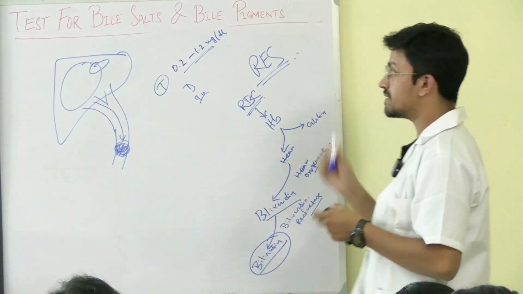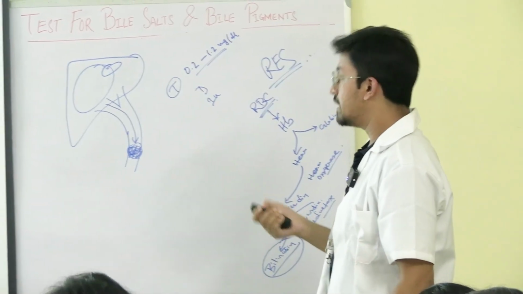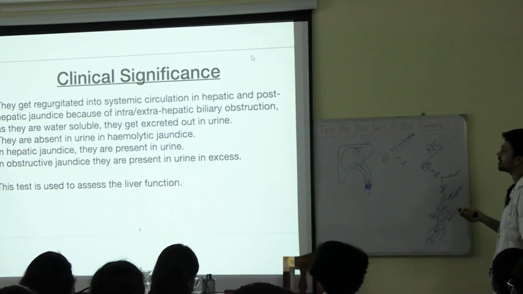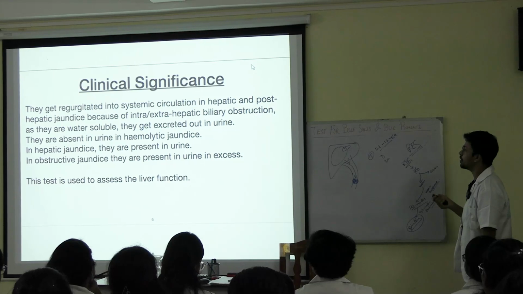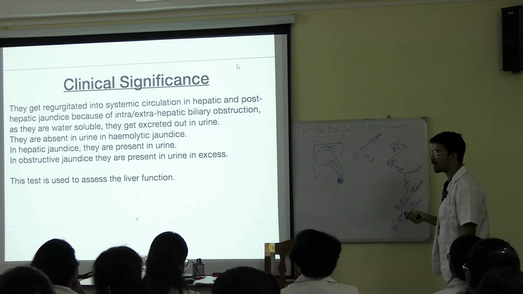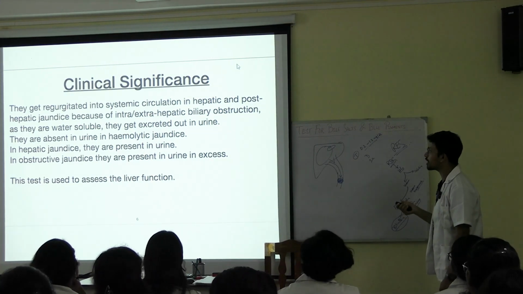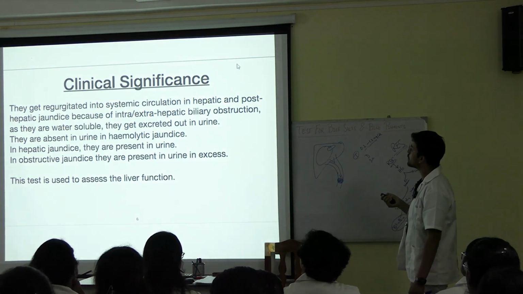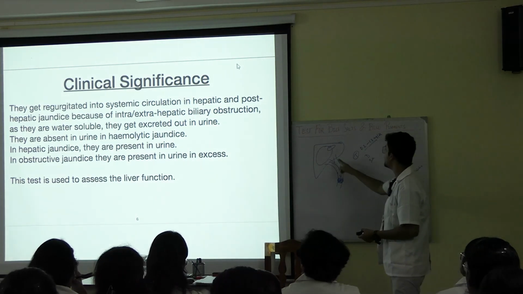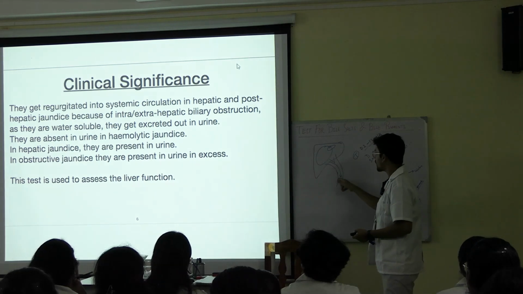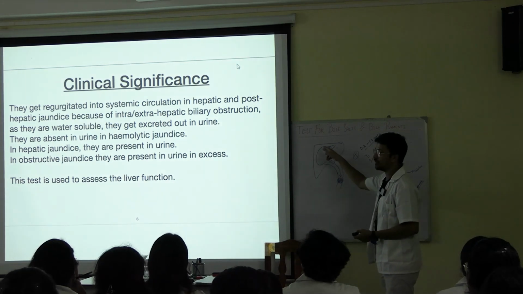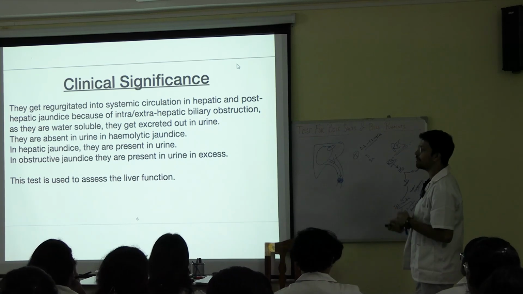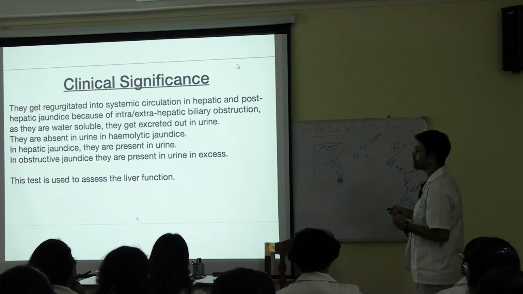Now see what is written over here. They get regurgitated into the systemic circulation, the bile salts, in hepatic and post-hepatic jaundice because of intra and extrahepatic biliary obstruction. Over here we are still talking about salts only. That's why the salts are getting back into the systemic circulation. In case of hepatic and post-hepatic jaundice, if there is any blockage in the liver or outside the liver, it will go back into the liver again. It cannot come out. And then they are water soluble. That's why they get mixed with the systemic circulation and then get excreted out in the urine.